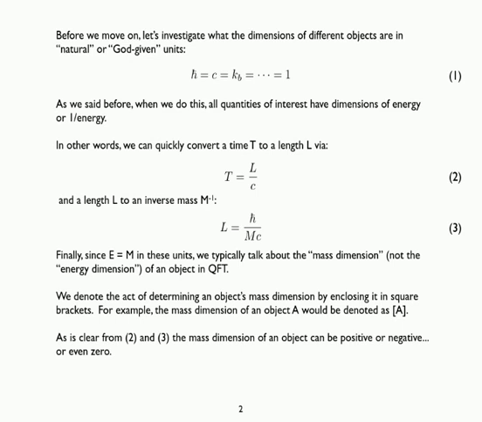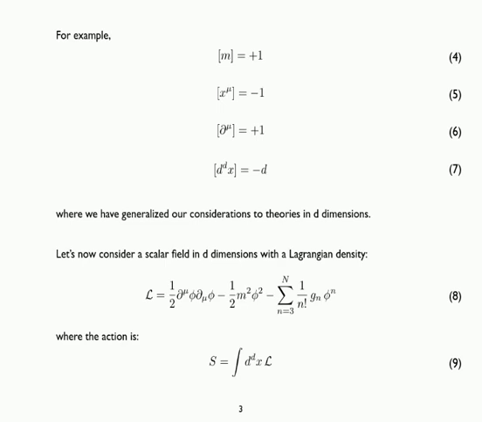When we take the mass dimension, some objects might have negative mass dimension, and we'll see an example of that, or even zero, not having any units of energy or mass. So let's see how this works by example. The mass dimension of mass is 1. It has units of energy, so it has mass dimension 1.